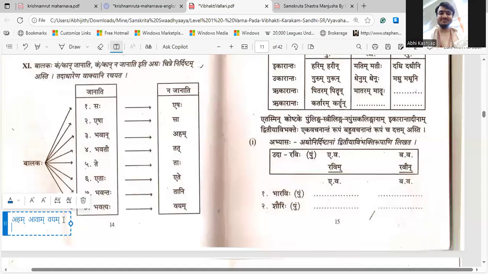Aham will become mam. Avam will remain avam. So the general rule is that for Dvivachana, Prathama Vibhakti and Dvitiya Vibhakti will remain unchanged. Rame will remain Rame. Pustake will remain Pustake. And Ramo will remain Ramo. So Prathama Vibhakti and Dvitiya Vibhakti Dvivachana will remain unchanged. So here also it is Avam.